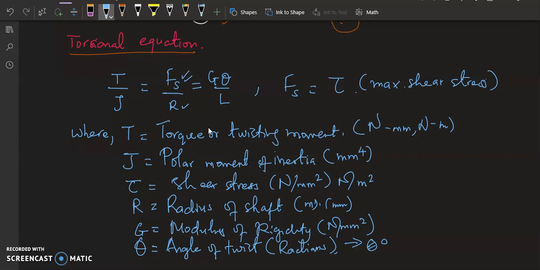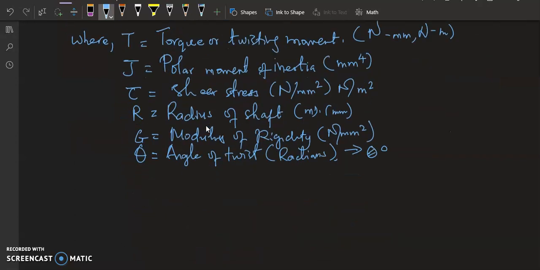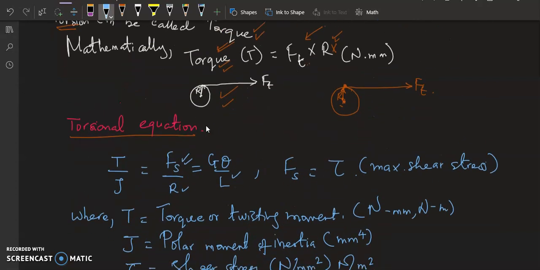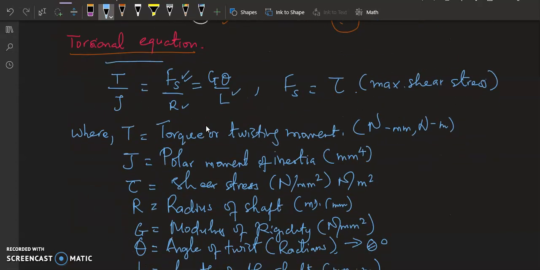And apart from that, we also have another term here, L. So L stands for length of the shaft. Now the length of the shaft can be measured in millimeters or meters, and so on and so forth. So basically, this is the torsional equation, and in our next tutorial, we are going to see how to derive the torsional equation.